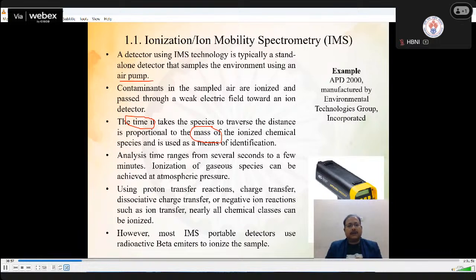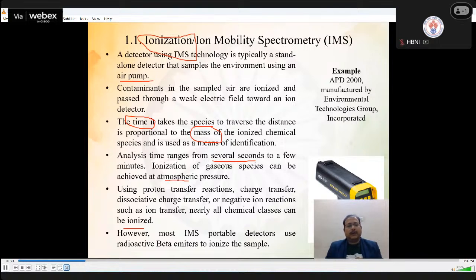Analysis time ranges from several seconds to a few minutes. Ionization of gaseous species can be achieved at atmospheric pressure. Using proton transfer reactions, charge transfer, dissociative charge transfer, or negative ion reactions, nearly all chemical classes can be ionized. So basically, you can understand the word ionization. This is the main crux, and we are understanding this particular spectroscopy with the terminology ionization.